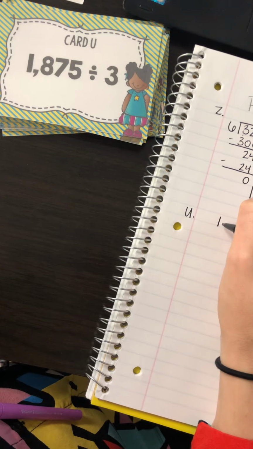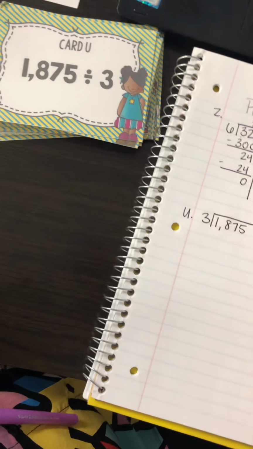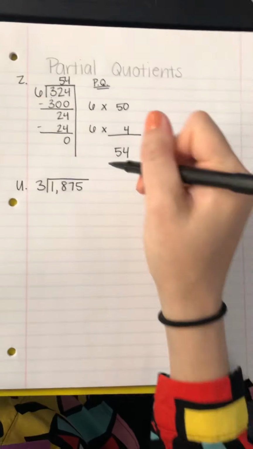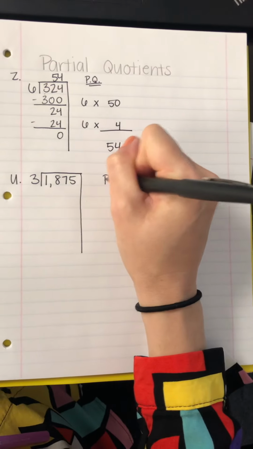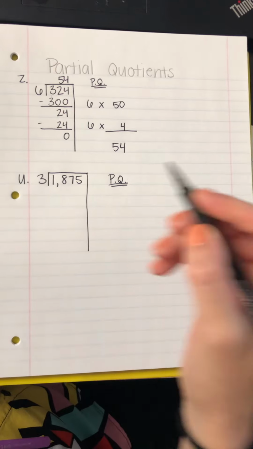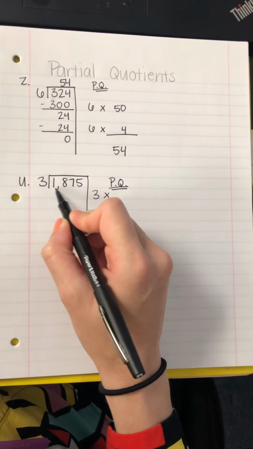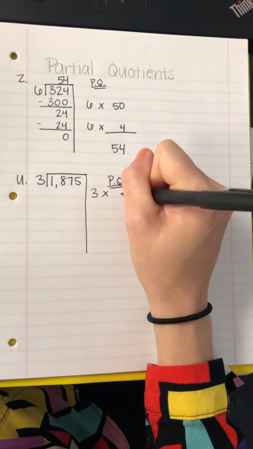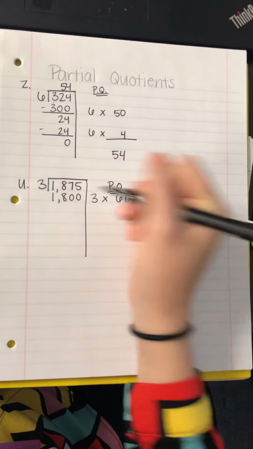Another example, card U is 1,875 divided by 3. So we're going to set this up the same way. Create a line separating our work from our list of partial quotients. And then we're just going to look and see how many times you can multiply 3 to get to this 18 here, which is really 1,800. So 3 times 600 gets us to 1,800.